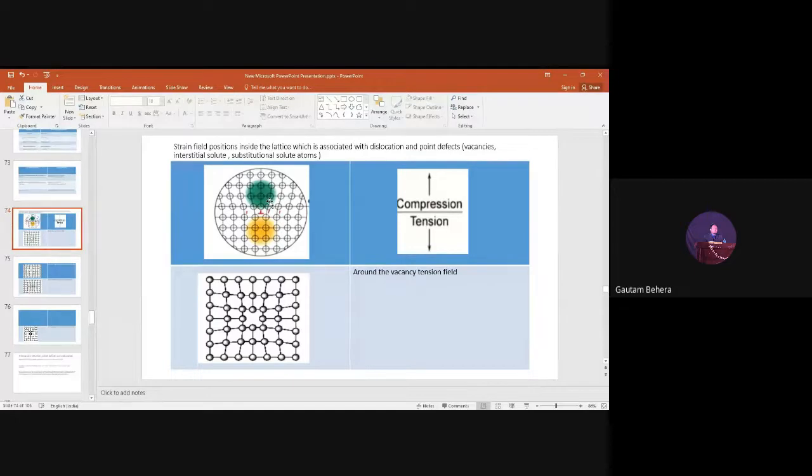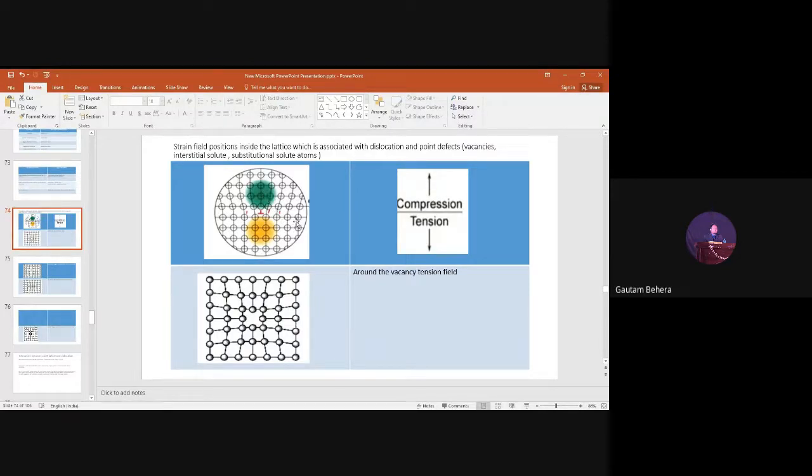Yes, you understood now. Yes, sir. So the vacancy may come and sit over here. It will climb up, but the strain field will be minimized because around the vacancy there is a tension field, and around this region it is a compression field. Compression field and tension field will cancel out.